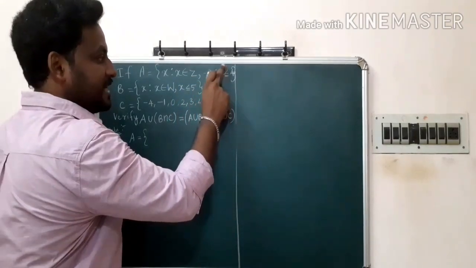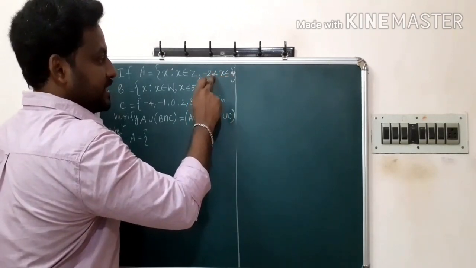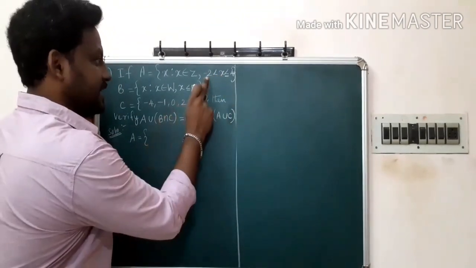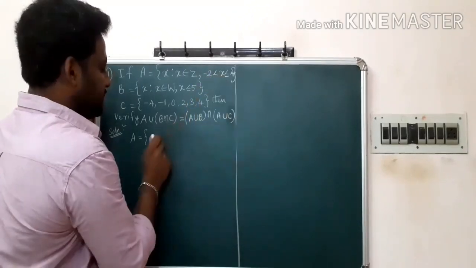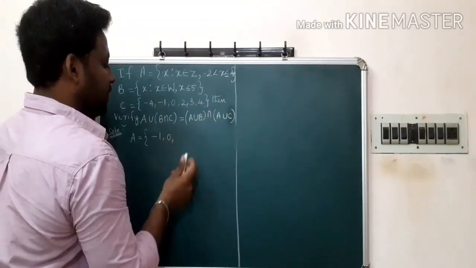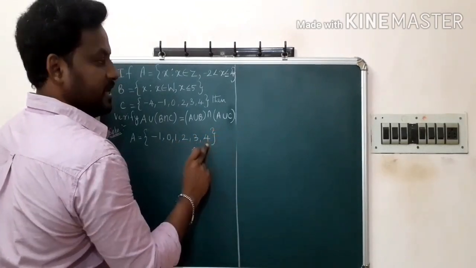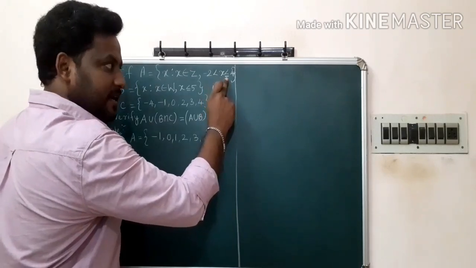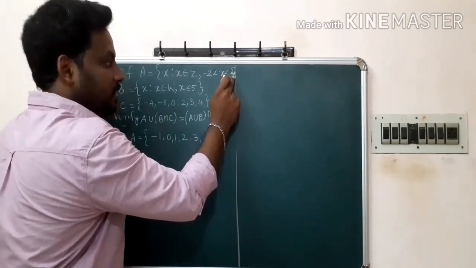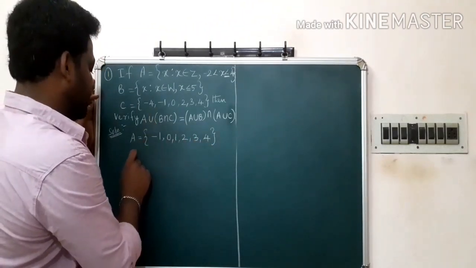The condition is given, X must lie between -2 and 4. That is -2 strictly less than X. What is the number strictly greater than -2? -1, and the next numbers are 0, 1, 2, 3 and 4. Why are we writing 4? Because X is less than or equal to 4. If it is less than or equal, we have to take that number also. So -1 to 4 is taken as set A.